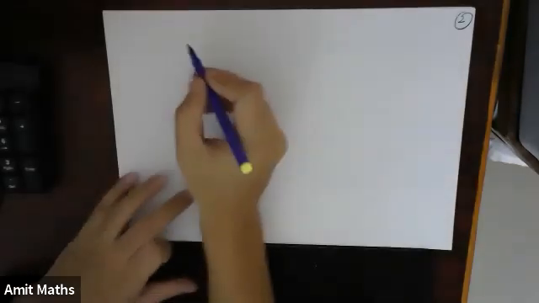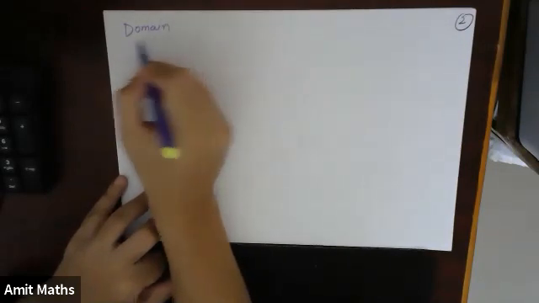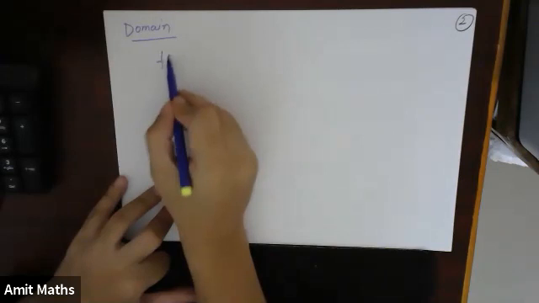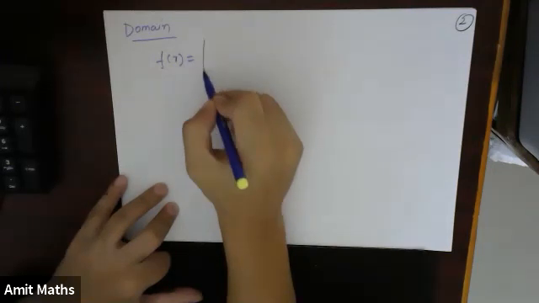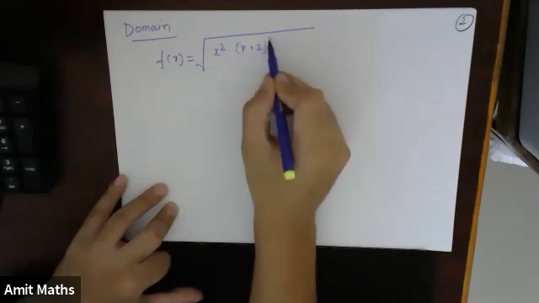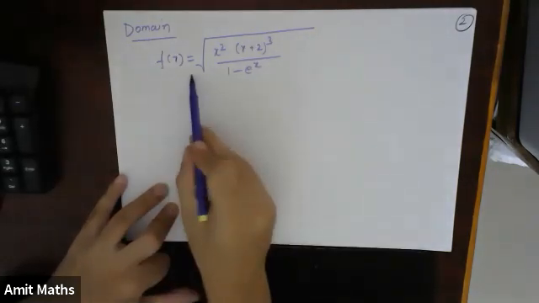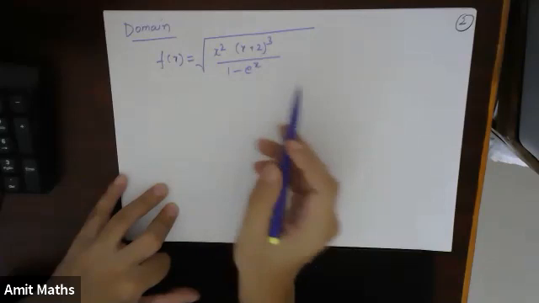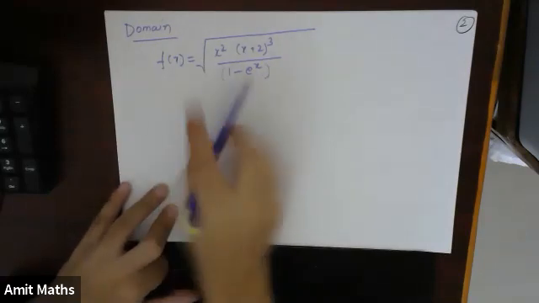Now I will include the exponential function. I will combine the exponential function with normal polynomial functions. Suppose I have to find the domain of this function. f of x is given as the under root of x square into (x plus 2) whole cube upon (1 minus e to the power x). You have to find the domain of this particular function.